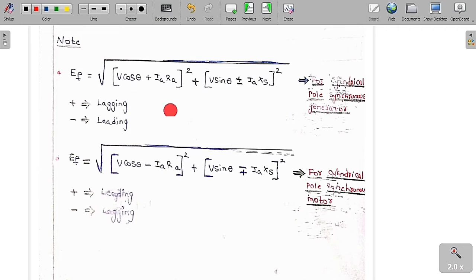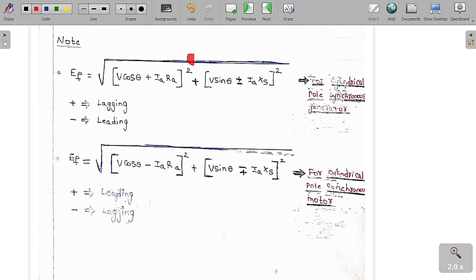So finally, I am going to give you the important relations which are useful for both the synchronous machines, the synchronous generator and the synchronous motor. For a cylindrical pole synchronous generator, what is the EF value? EF is equal to under root of (V cos theta plus IA into RA) whole square plus (V sin theta plus or minus IA into XS) whole square.